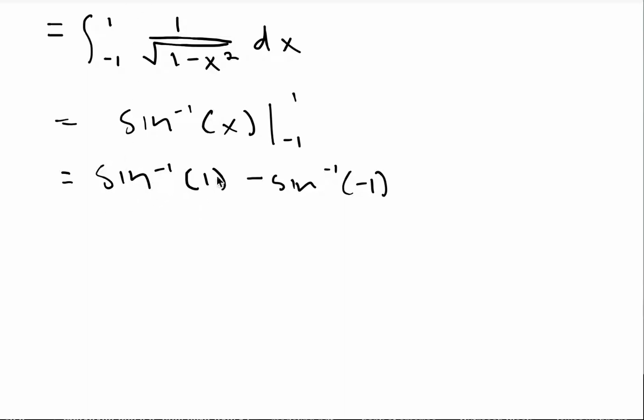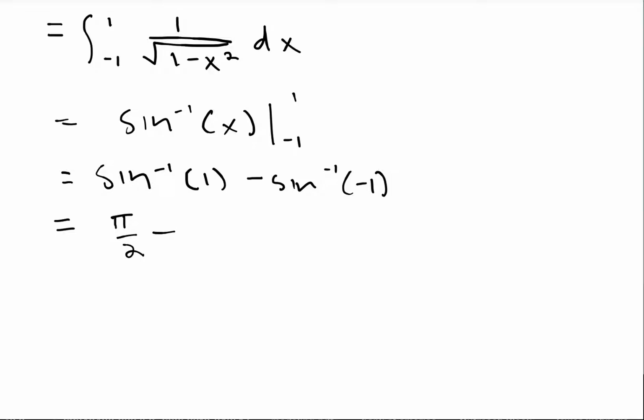If I want sine inverse of a number, I am asking you guys, what angle did I take sine of, and it gave me this number back, right? So what angle do you take sine of, and it gives you 1? Well, you take sine of pi over 2, and it gives you 1. And over here, I'm asking what angle do I take sine of, and it gives me minus 1.